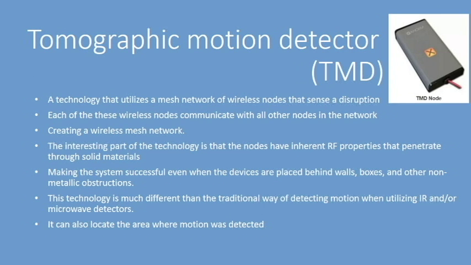Tomographic motion detector (TMD), a technology that utilizes a mesh network of wireless nodes that sense a disruption. Each of these nodes communicates with all other nodes in the network, creating a wireless mesh network. The interesting part of the technology is that the nodes have inherent RF properties that penetrate through solid materials, making the system successful even when the devices are placed behind walls, boxes, and other non-metallic obstructions. This technology is much different than the traditional way of detecting motion when utilizing IR and/or microwave detectors. It can also locate the area where motion was detected.